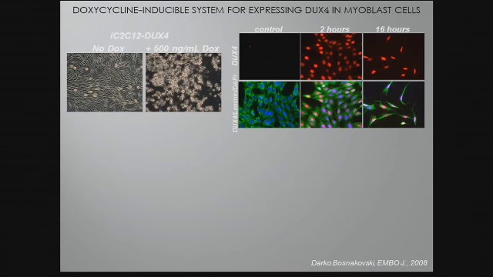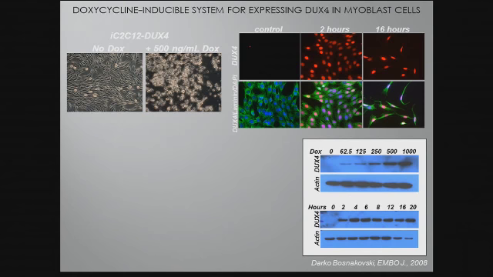In addition, we can see the DUX4 protein expressed in the cells within 2 hours. That's the red staining that you see on the upper right. And the shape of the cells changes dramatically. Within 16 hours, you can see that they stretch out before they lift off. And on the lower right, you can see panels that show the DUX4 protein.